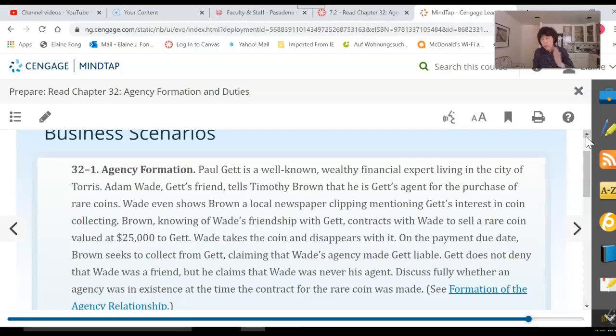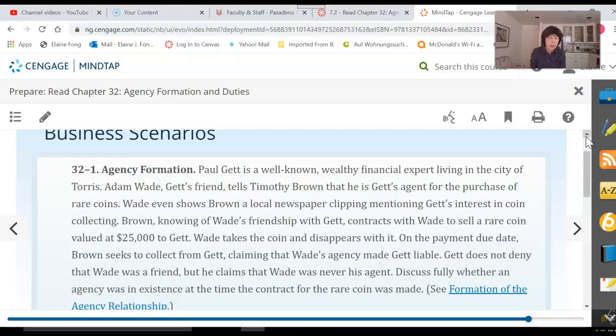Now, if we change the facts some, if Gett had said something to Timothy Brown, they had talked a little bit about this rare coin, and then Gett told Brown, I don't handle those type of things, but you can talk to Adam Wade. He handles that for me. That would be some indication of an agency, and we could establish an agency by estoppel that way. And then Gett could not deny it. But we don't have those facts, so we're not going to be able to hang the agency on Gett and hold him responsible for the $25,000.